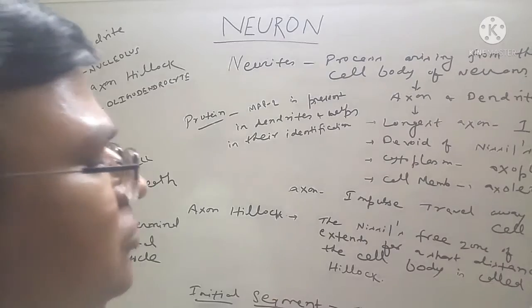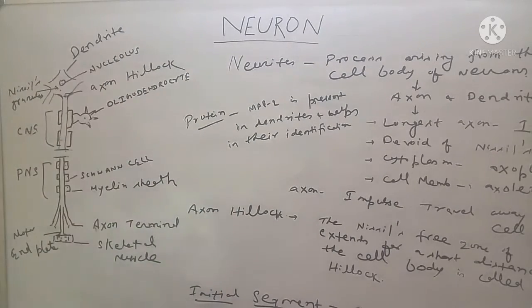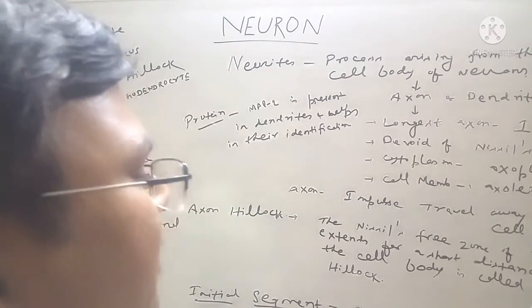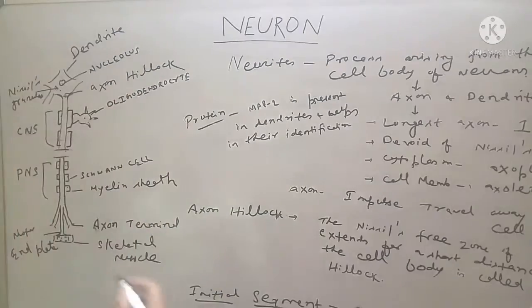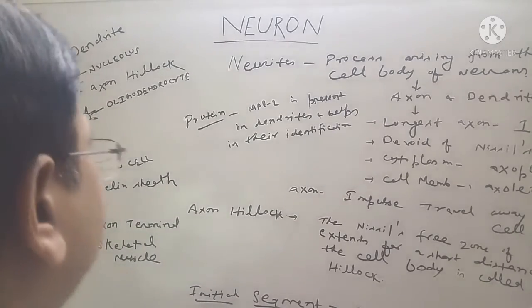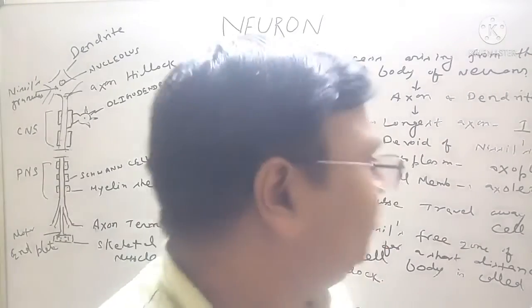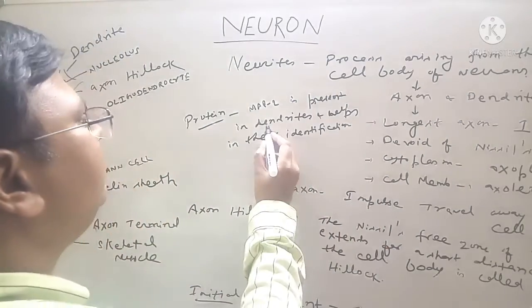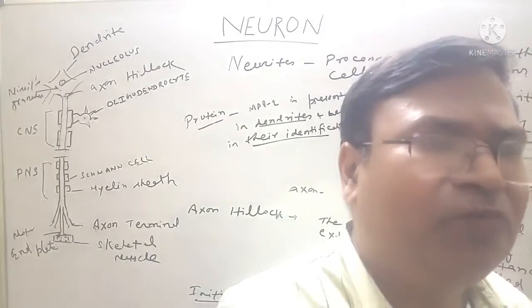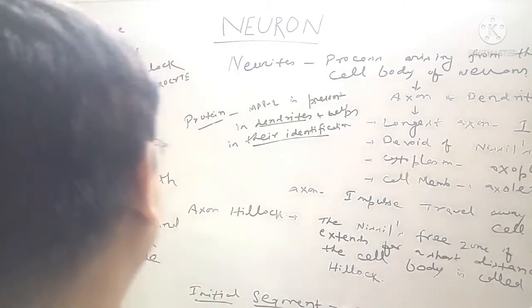And what is the initial segment? The part of the axon just beyond the axon hillock is called the initial segment. And what is MAP2 protein? The MAP2 protein is present in dendrites and helps in their identification.